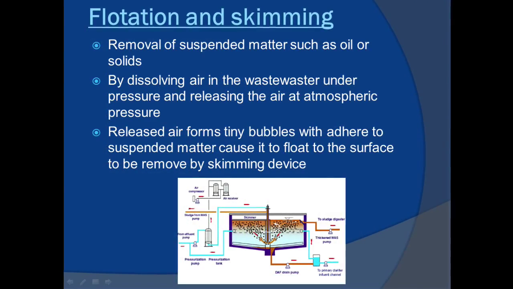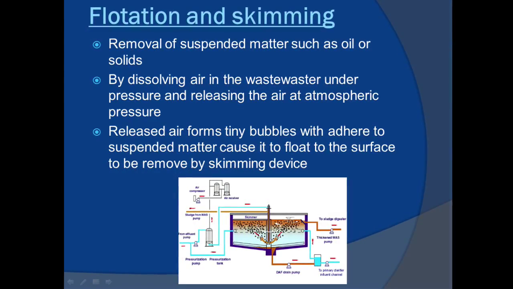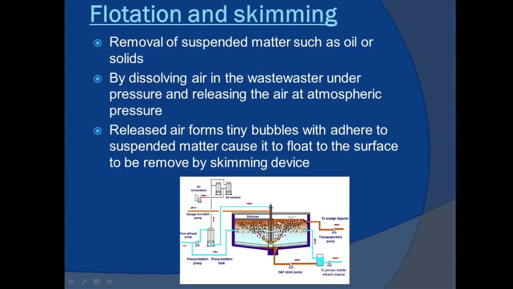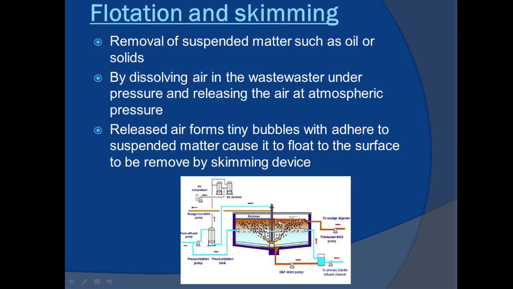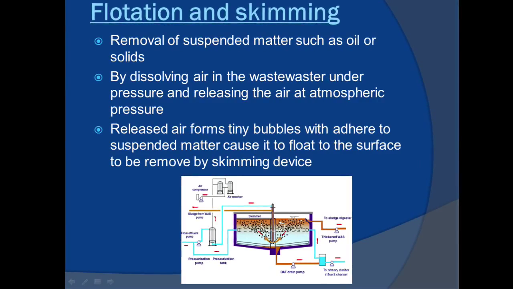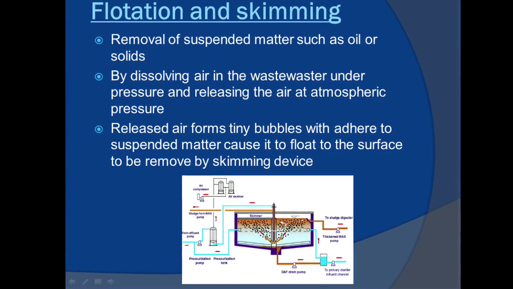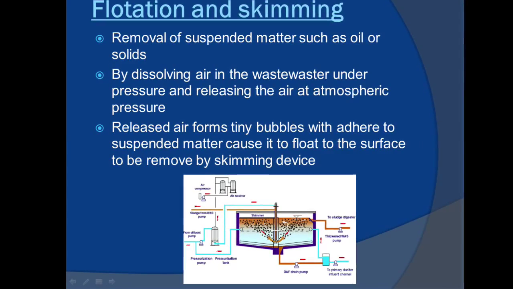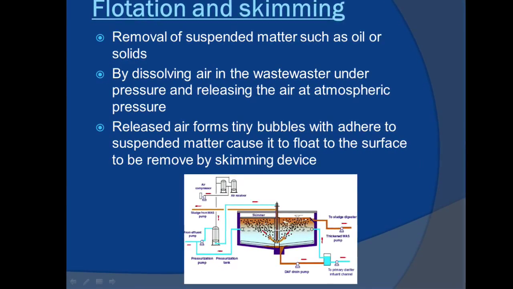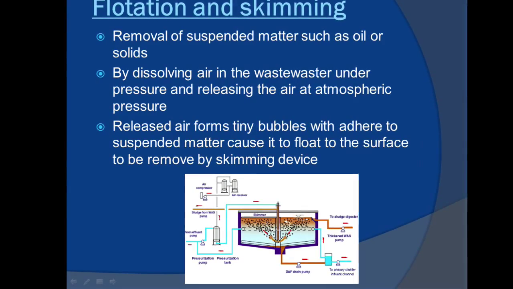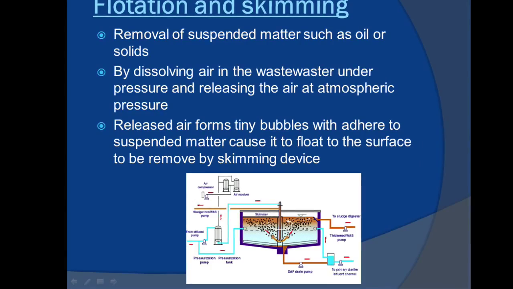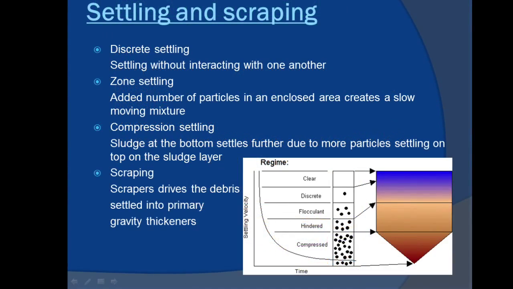The next step is flotation and skimming. This process removes suspended matter such as oil which lies on top of the wastewater. What happens is that air will be released at atmospheric pressure to adhere to suspended matter, causing it to float to the surface. The floated matter will then be removed by a skimming device and then be transferred to a digester. Lastly is the settling and scraping process.